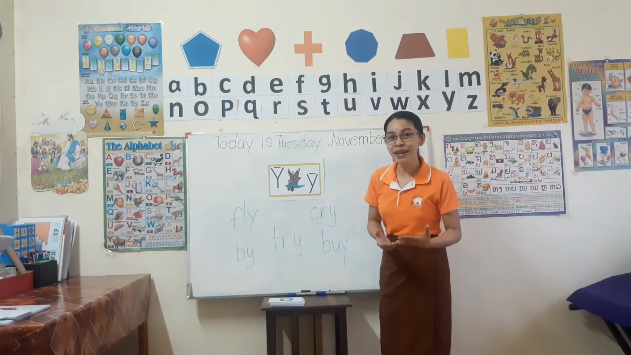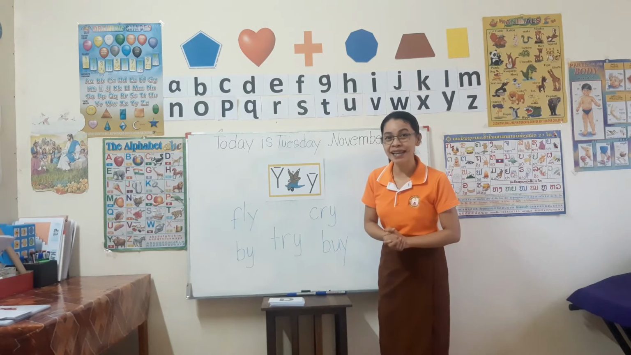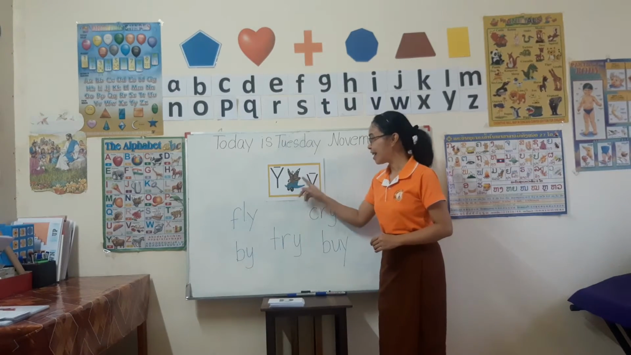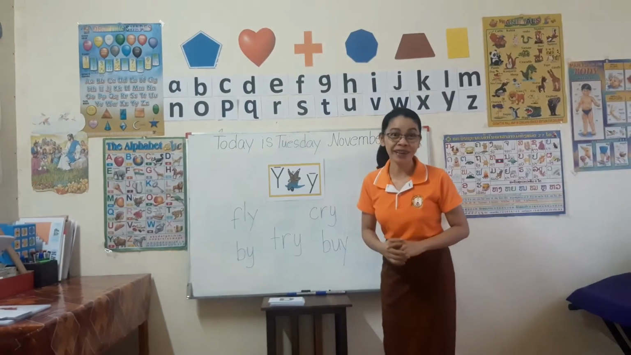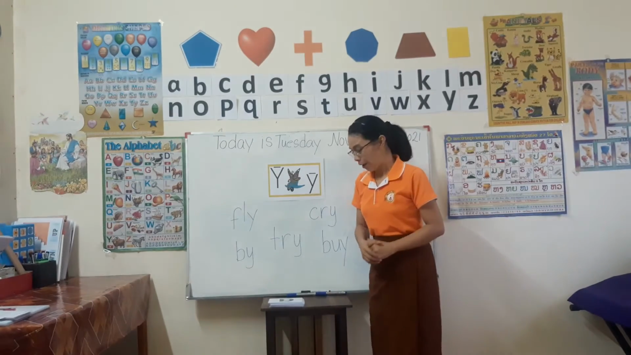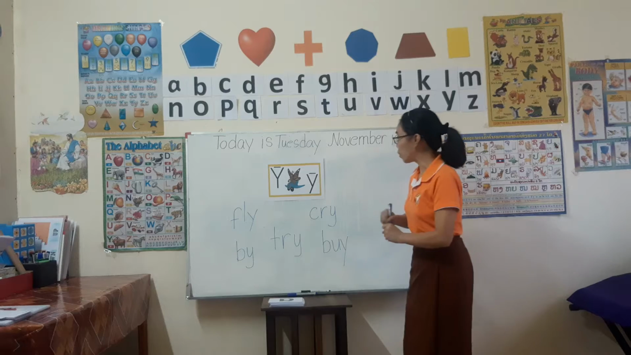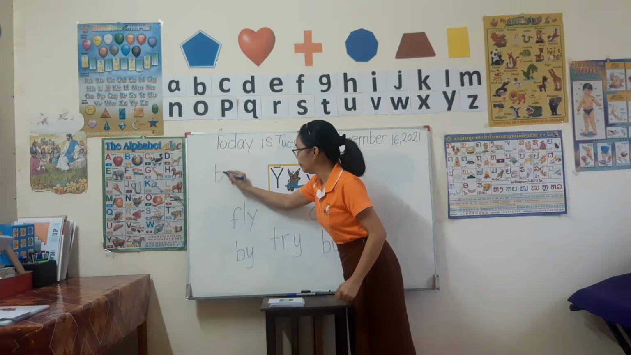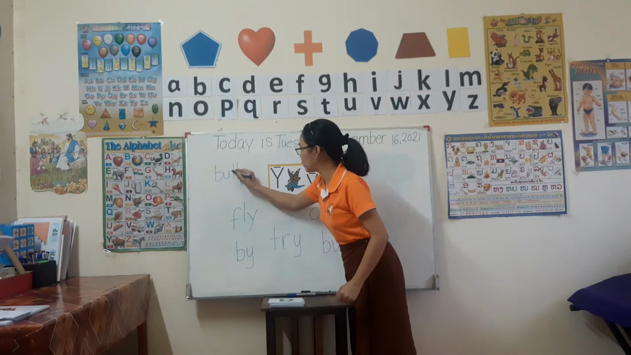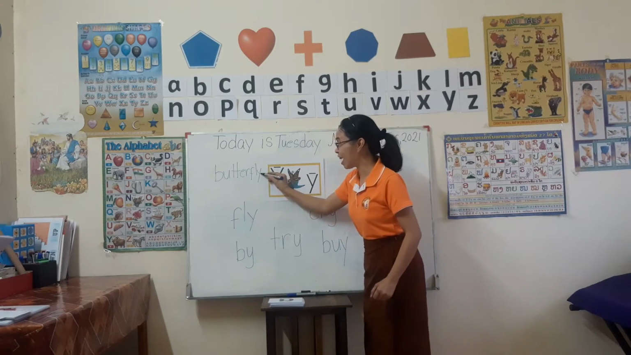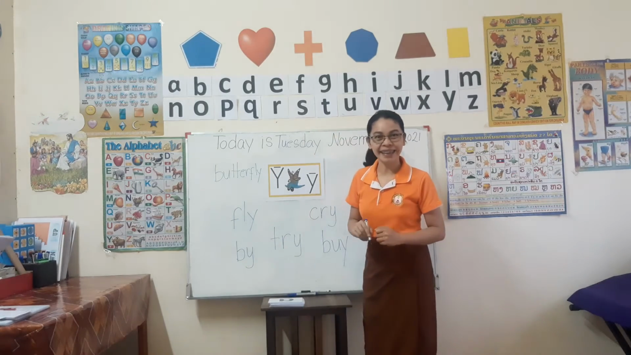Every letter makes a sound. The Y says I. Can you see? What's this one? This is a butterfly. Do you hear the sound I? If I write the word butterfly like this, butterfly, this sound is I.